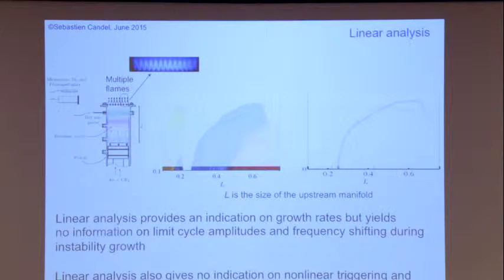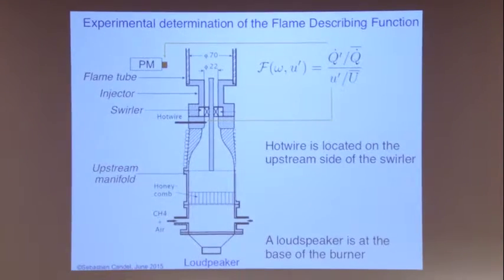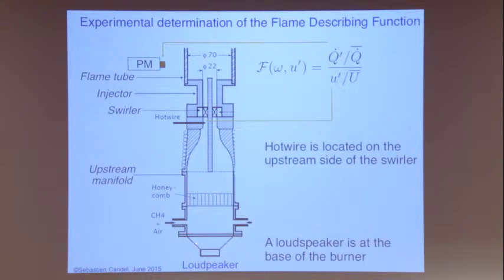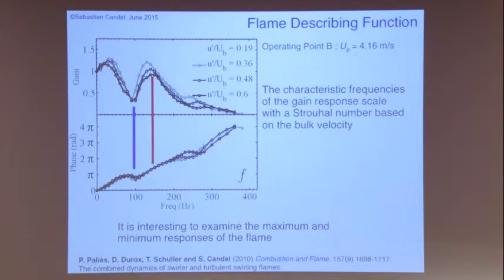This is a big point. It's not just a trivial thing. And how do we do this describing function? It's the same. You have the loudspeaker. You measure the heat release fluctuation, the velocity fluctuation. You have the swirler, which can be placed like that. The photomultiplier is here. And this is what you get. You get this sort of functions.